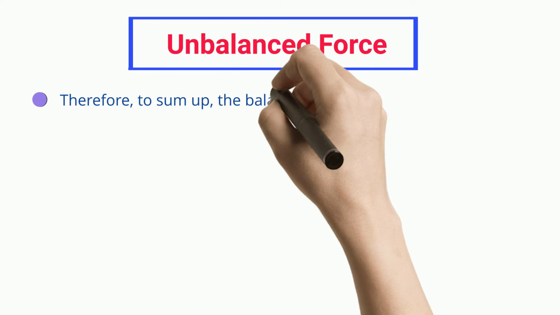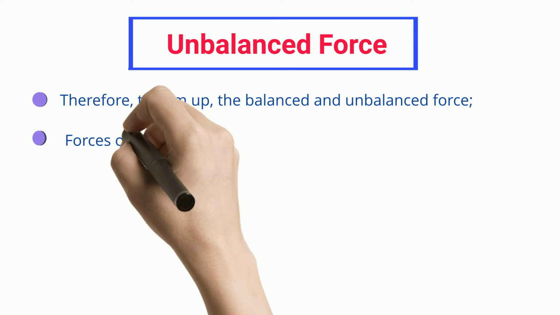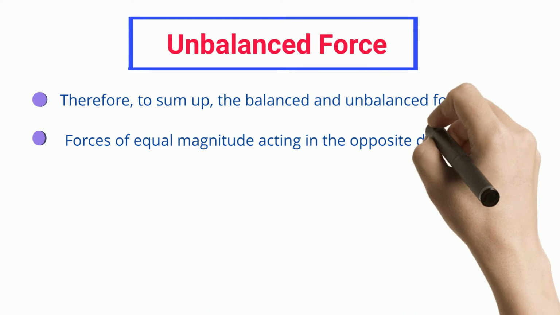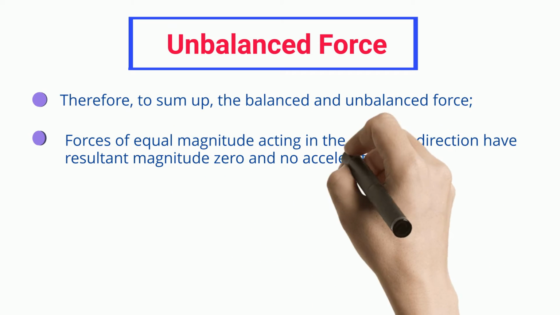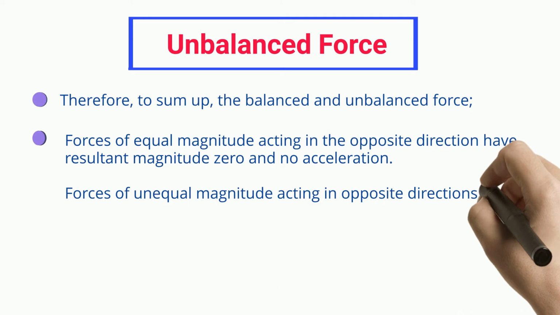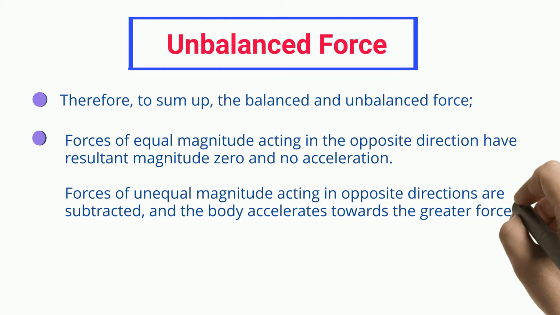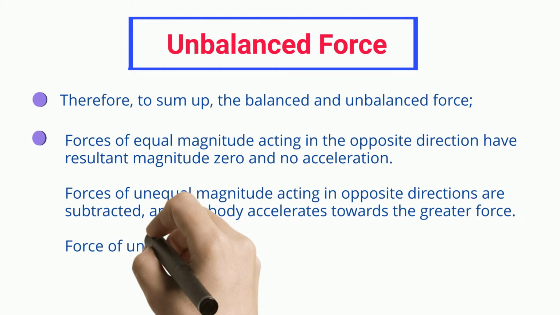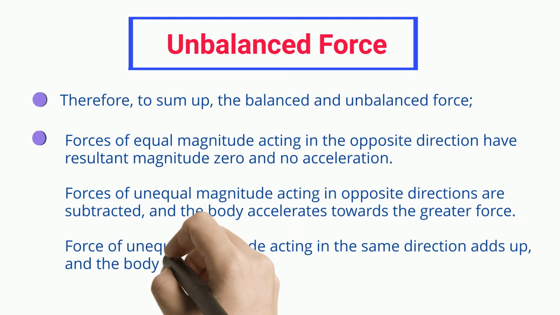Therefore, to sum up, the balanced and unbalanced force. Forces of equal magnitude acting in the opposite direction have resultant magnitude 0 and no acceleration. Forces of unequal magnitude acting in opposite directions are subtracted, and the body accelerates towards the greater force. Forces of unequal magnitude acting in the same direction add up, and the body accelerates towards the resultant force.